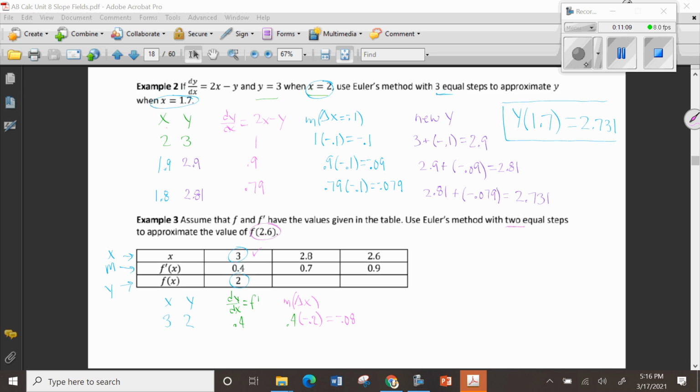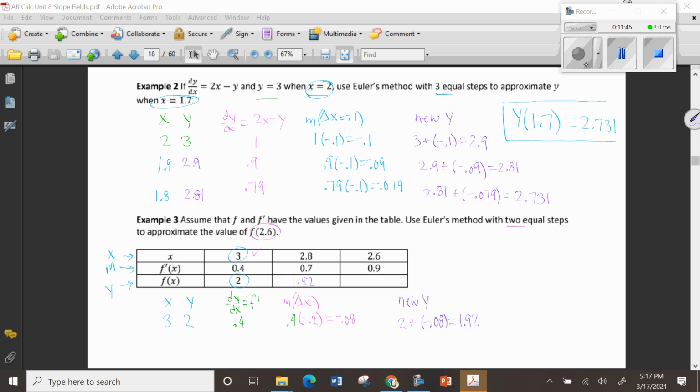And so what we need to do is take our initial y value of 2 and find our new y. My initial y value was 2, and I'm going to add to it my change. So I have plus negative 0.08, and we should get 1.92. That is the y value at 2.8. So now we're going to do this process again so that I can get the value at 2.6.